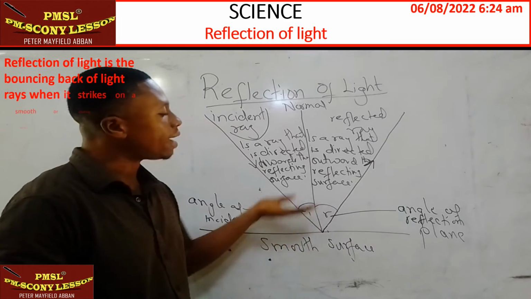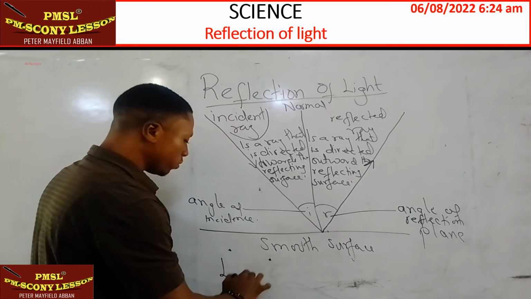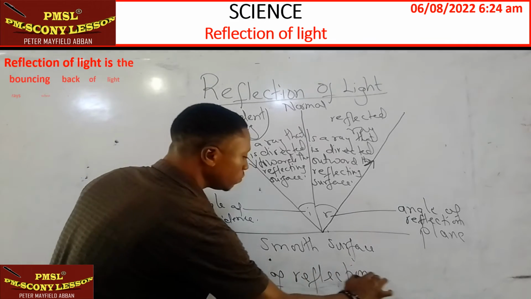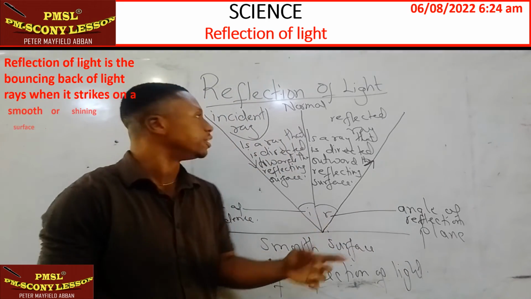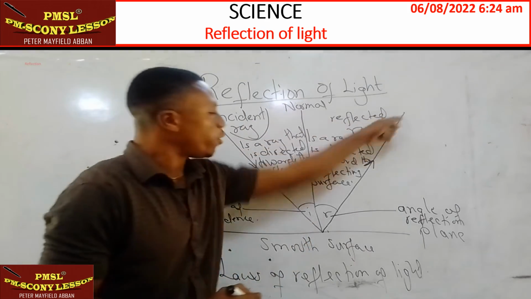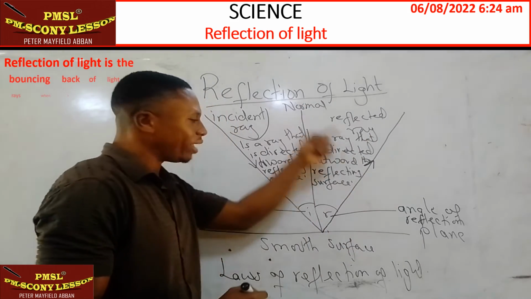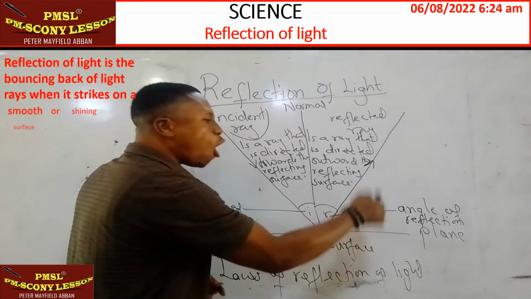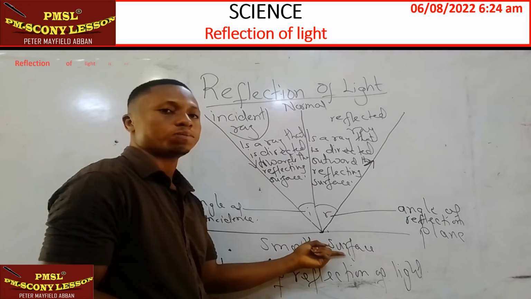So with this, let us come out with the laws of reflection of light. It's simple. The incident ray, the reflected ray, and the normal, all at the point of incidence, all lie on the same plane, or on the smooth surface.